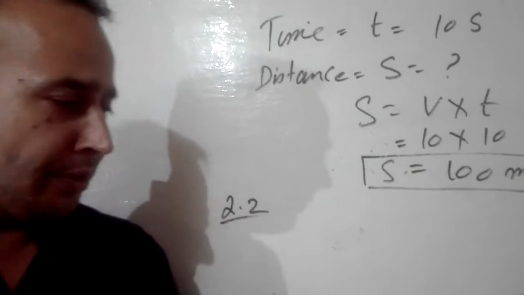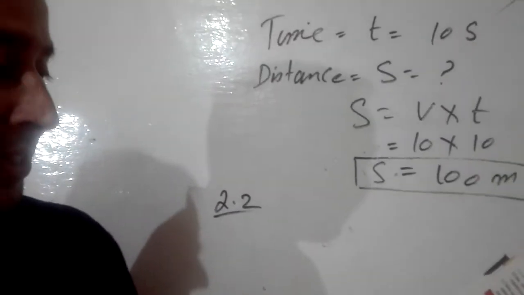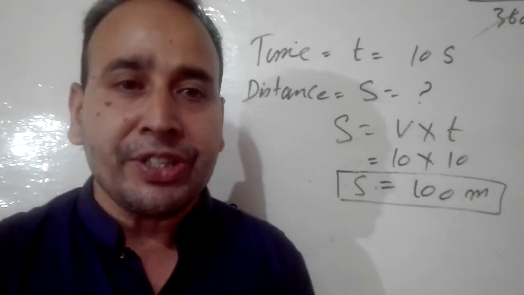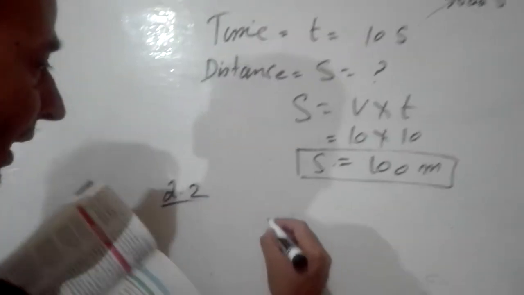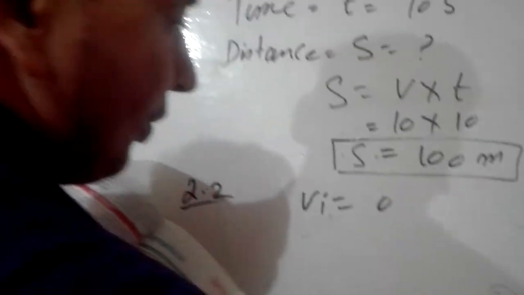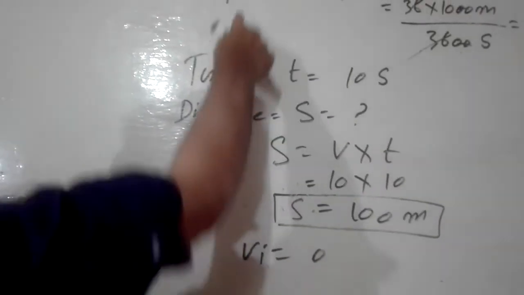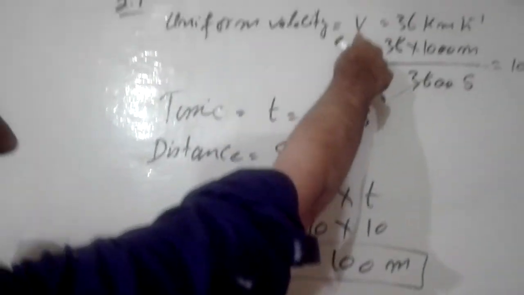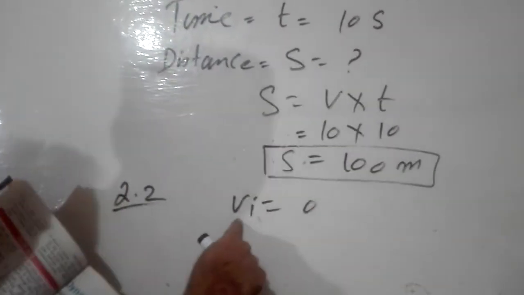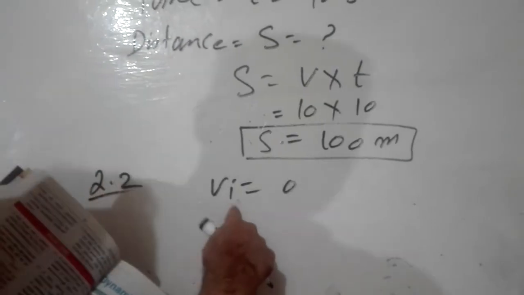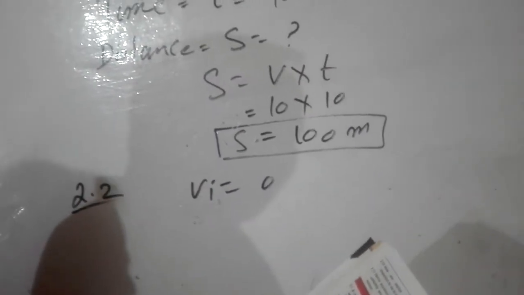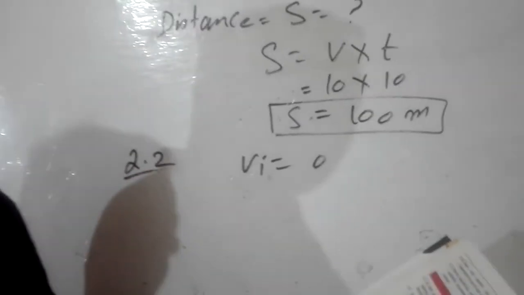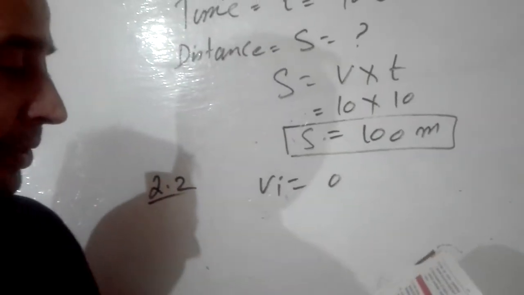Problem 2.2 is asking us: a train starts from rest. Note down, I have told you whenever somebody starts from rest, its initial velocity is 0. So I will write Vi equal to 0. I have written before the words uniform speed, time, distance, but you need not write these things. You can write only these symbols. Vi denotes the initial velocity, that is 0. Why have I written 0? Because the train starts from rest. Rest means initial velocity is 0.